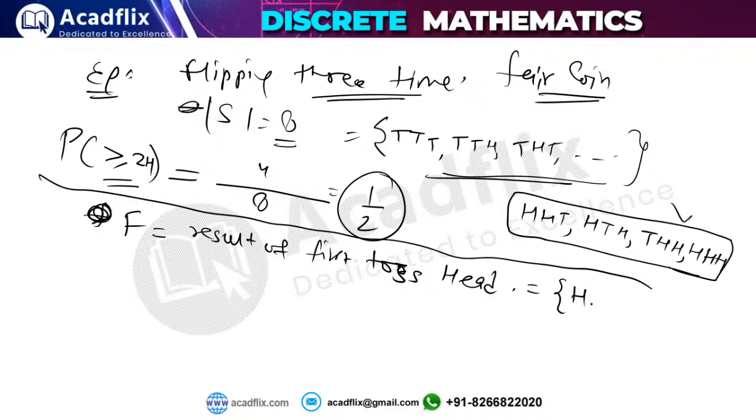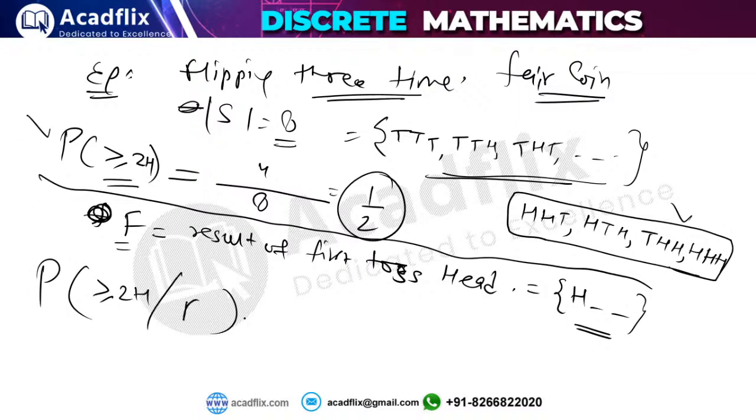So now these two could be anything, we don't care. This is your event F. So you know that event F has occurred. Now if I ask you what is the probability of getting at least 2 heads, given F, you know that F has already occurred. So you have this additional information that the result of the first toss is head. Now you want to find the probability of getting at least 2 heads. So what are the number of favorable cases?